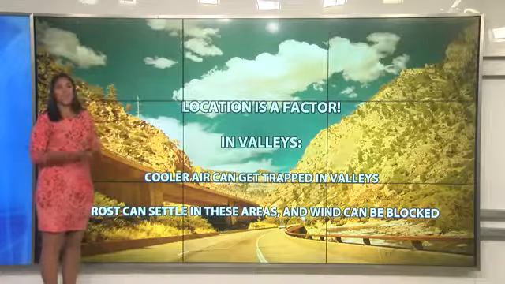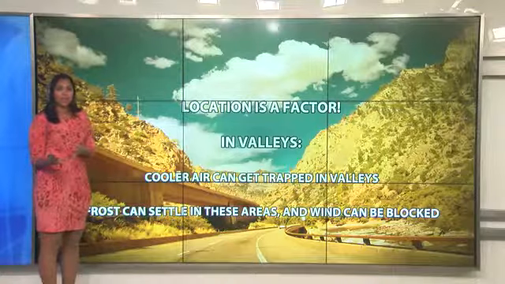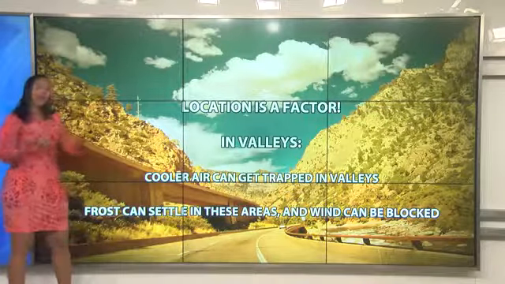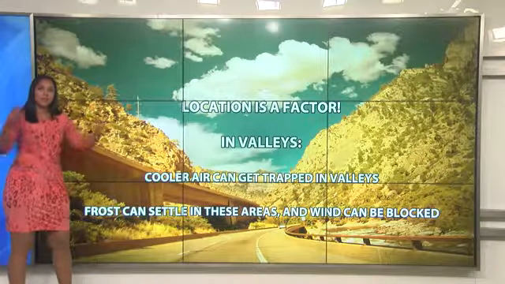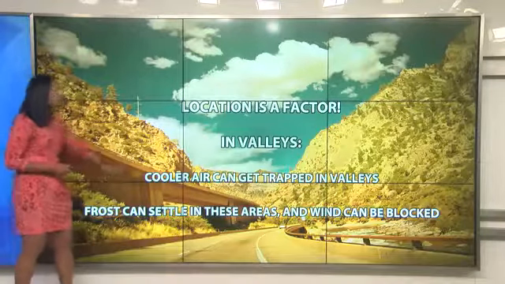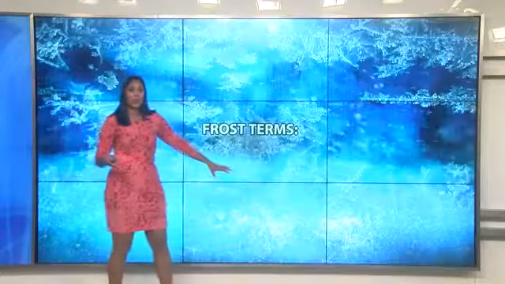So location is a factor too. If you're in the valleys, a lot of the times you can see that frost. Cooler air can actually get trapped in the valleys. The valleys help to block some of that wind, and also frost can settle in those areas.